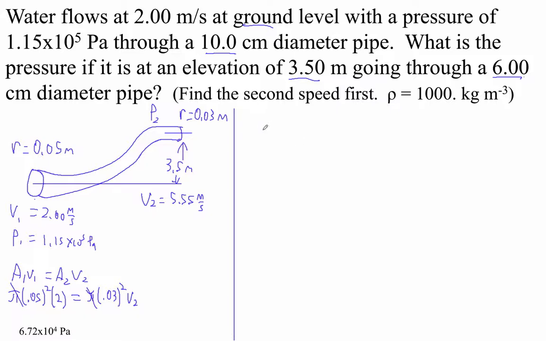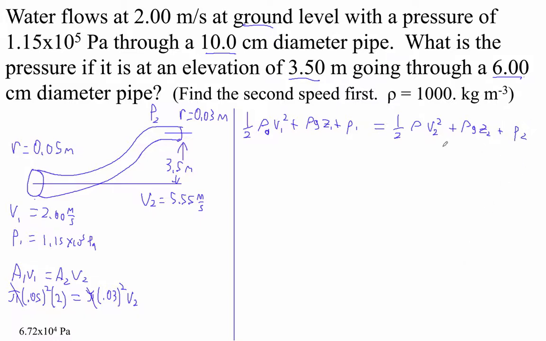All right, so now we're going to use Bernoulli on this. So we've got 1/2 rho V1 squared plus rho g Z1 plus P1, right? Is equal to 1/2 rho... oh, there's not a rho 1, right? It's just rho. Rho V2 squared plus rho g Z2 plus P2.